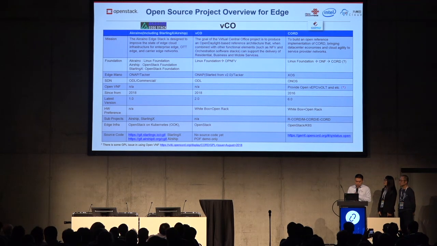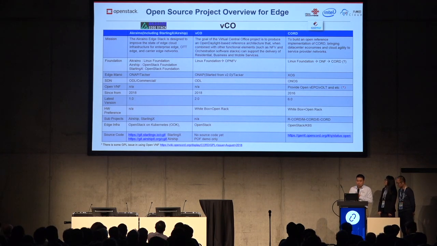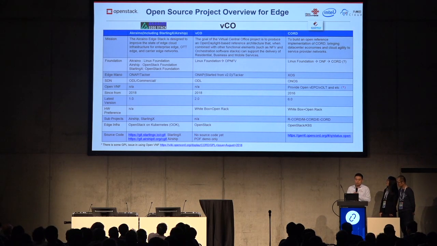Currently, Akraino was announced this year, right? And VCO actually started this year, and CORD started from 2016. And the versions that they have released: StarlingX, sorry, not Akraino, StarlingX just released its first version, right? And VCO has two versions of demo, POC demo. And CORD is actually already at version 6.0. So this is the overall information from those three projects.